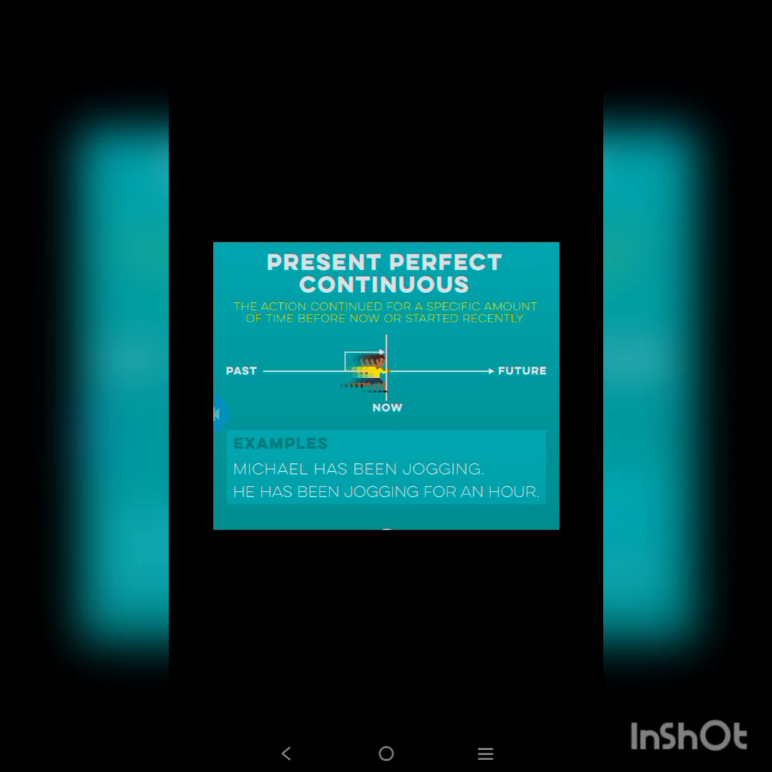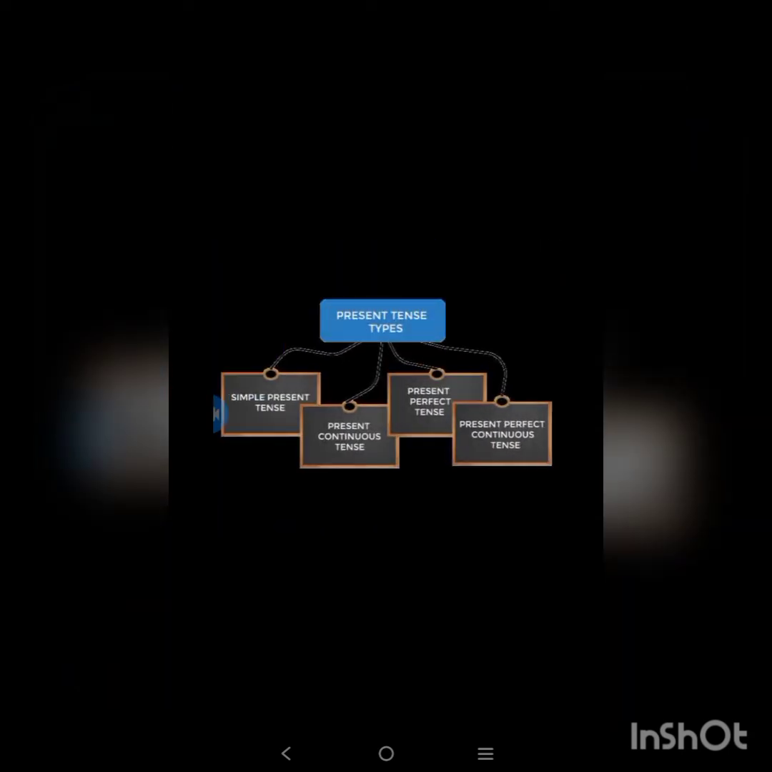Here also the time is given. How long the action is happening, isn't it? He is jogging for an hour. He has started this action an hour ago, isn't it? For an hour he is jogging. So the time period of the action is also given here in present perfect continuous tense. Have you understood this?